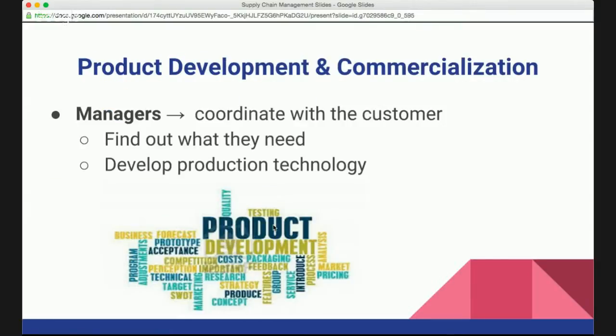The third step is product development and commercialization. Here, managers must coordinate with the customer to identify exactly what they need. Managers also have to develop production technology in order to create the best supply chain flow. So everything is all about productivity with the supply chain.